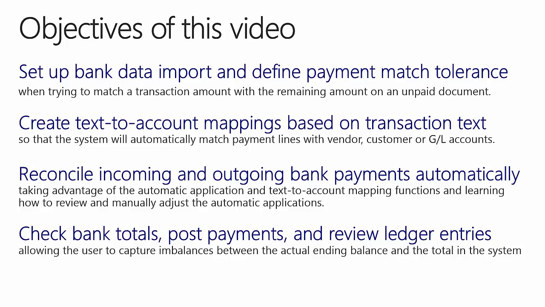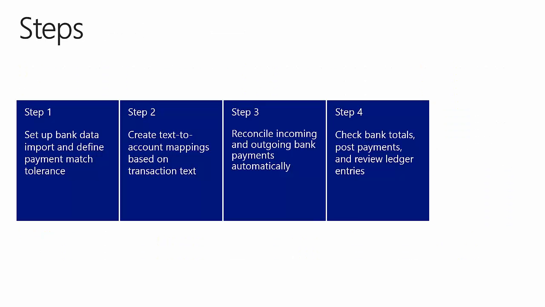After that, we will see how to reconcile some payment lines in a payment reconciliation journal, some tricks to adjust the automatic payment application you get proposed by the system, how to post the payments when all is correct, and how to review the posted ledger entries. For each of the topics, you will see a little sample in Microsoft Dynamics NAV 2015. Let's start then with the 4 steps needed to perform a payment reconciliation.